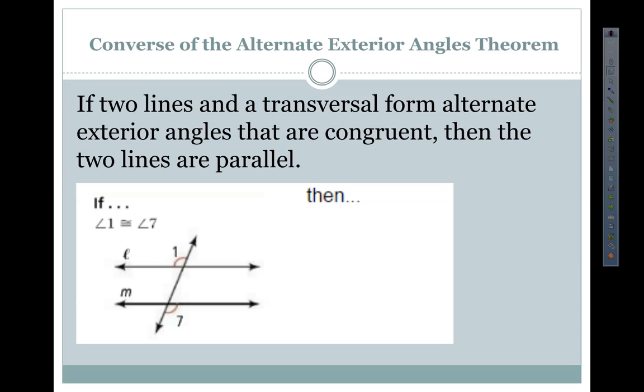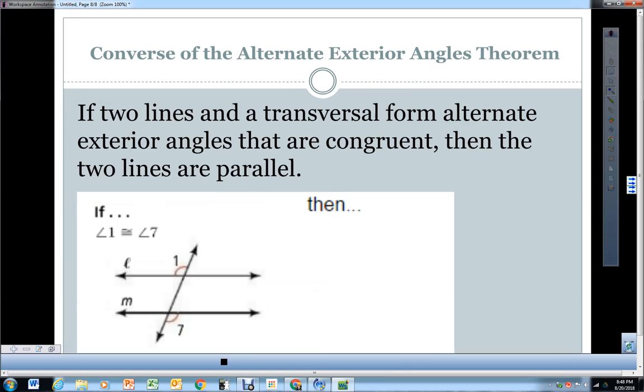And the converse of the alternate exterior angle theorem. So if we have alternate exterior angles that are congruent, then our lines L and M are going to be parallel.